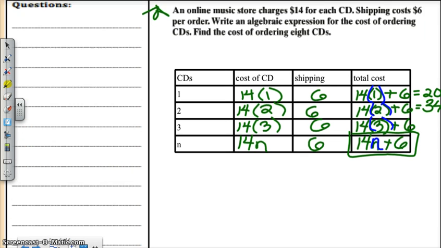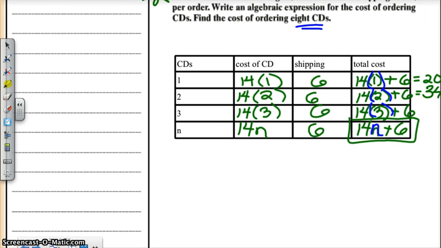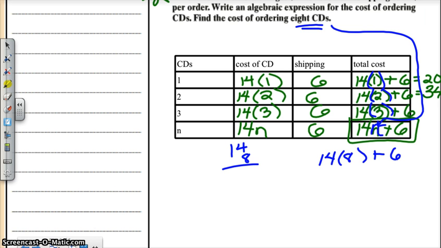Now, I need to find the cost of 8. That means I just put 8 right into the variable. 14 times 8, and then add 6. 14 times 8 would be 112 plus 6, which is $118 to order that. And that's our lesson for today.